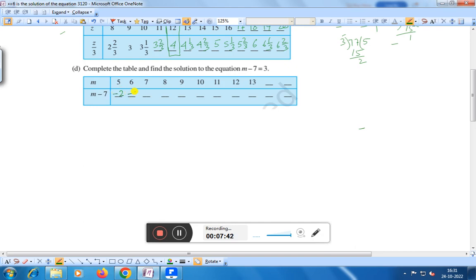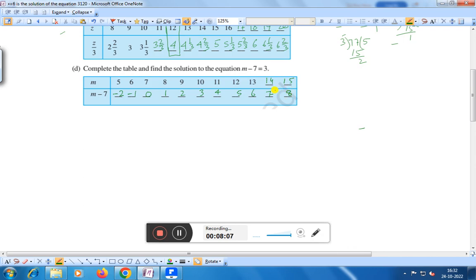6 minus 7 is minus 1. 7 minus 7 is 0. 8 minus 7 is 1. 9 minus 7 is 2. 10 minus 7 is 3. 11 minus 7 is 4. 12 minus 7 is 5. 13 minus 7 is 6. 14 minus 7 is 7. And 15 minus 7 is 8.